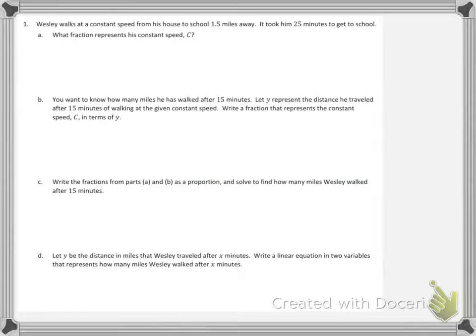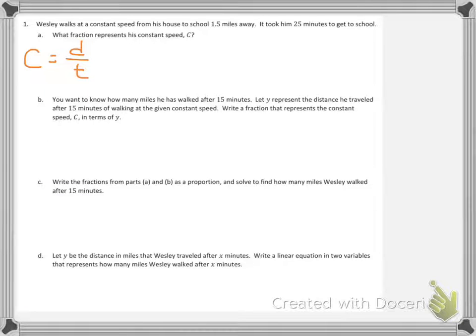Number 1. Wesley walks at a constant speed from his house to school 1.5 miles away. It took him 25 minutes to get to school. What fraction represents his constant speed? Well, remember, constant speed is distance over time. And you can always remember that because when you think of speed, we usually think of miles per hour. Well, that would be miles, distance, over hours, time.